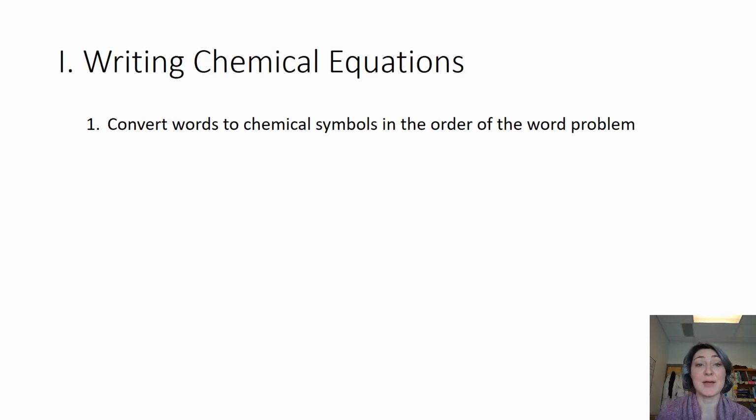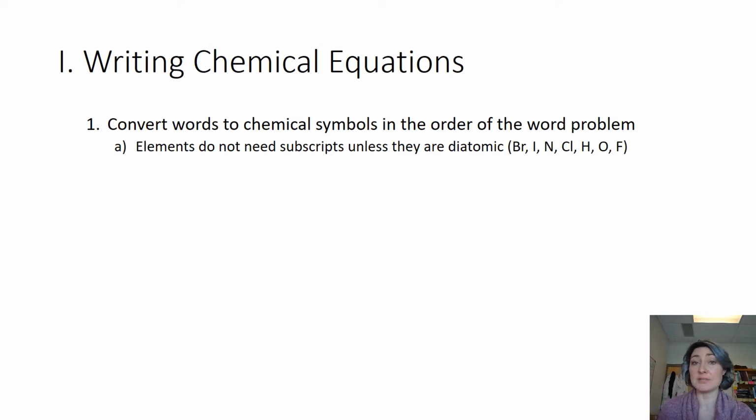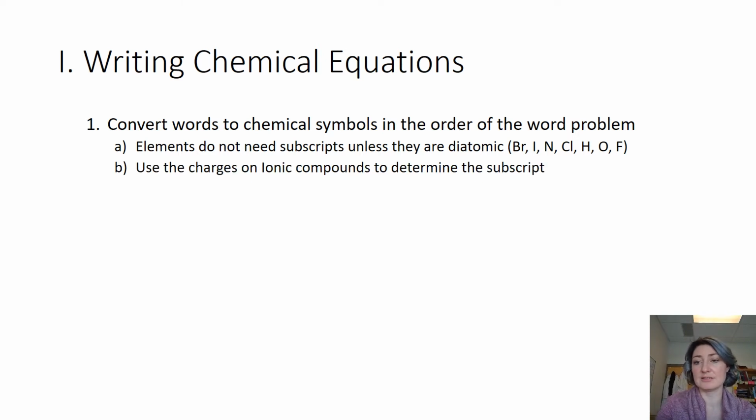All right, so the first step in writing a chemical equation is to take those words in the problem and convert them to chemical symbols. You want to do this in the same order that they're presented in your word problem. Keep in mind that elements don't need subscripts if they're all by themselves unless they are diatomic, which we talked about on the last podcast. That's your Brinkelhoff. Bromine, iodine, nitrogen, chlorine, hydrogen, oxygen, and fluorine all are going to need that little 2 subscript after the fact if they're by themselves. Otherwise, you'll look to what they're bonded with or look at the name of the formula in order to figure out what the subscripts are.